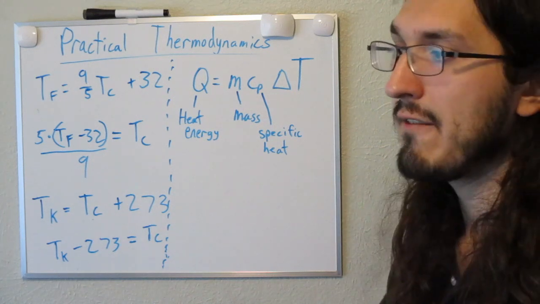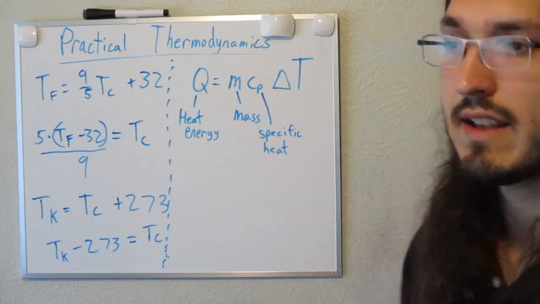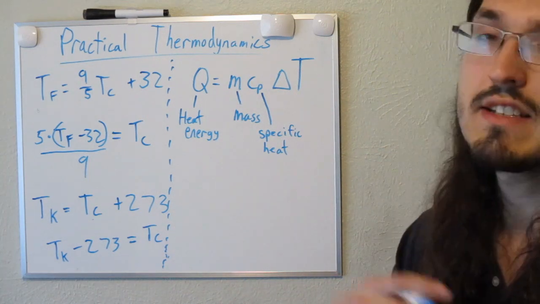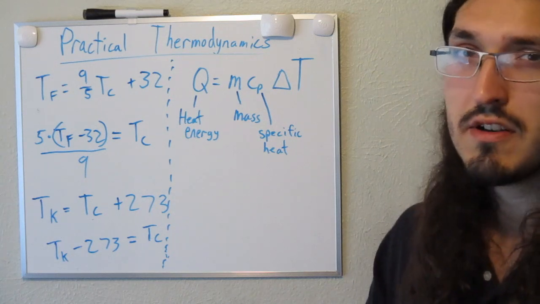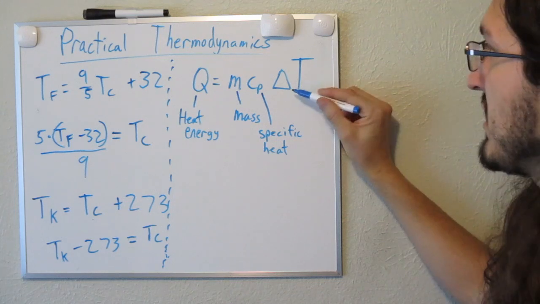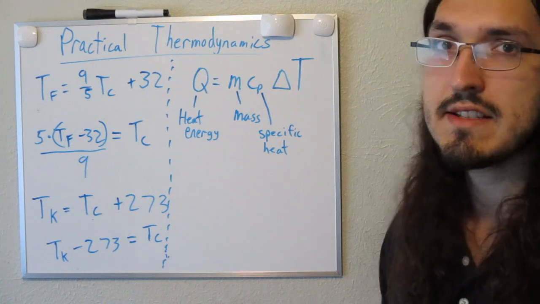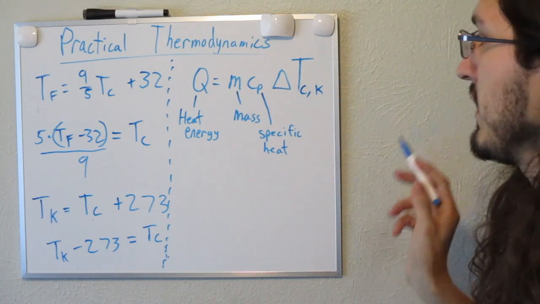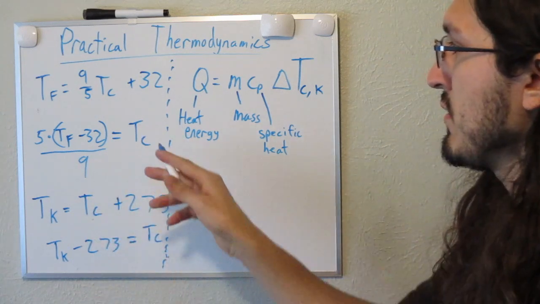So some substances have very high specific heats like water, and some substances have low specific heats like some metals like copper and gold. It takes very little energy to raise the temperature of copper and gold, whereas it takes a lot of heat energy to raise the temperature of water, which is why it takes so long to boil water on the stove. And then this delta T right here is just the change in temperature. But the one thing I need to specify here is that it has to be in Celsius or Kelvin. Okay, so we can't use Fahrenheit in this equation. We have to use Celsius or Kelvin. So if you're given Fahrenheit, you're going to have to use these equations to convert to Celsius or Kelvin.